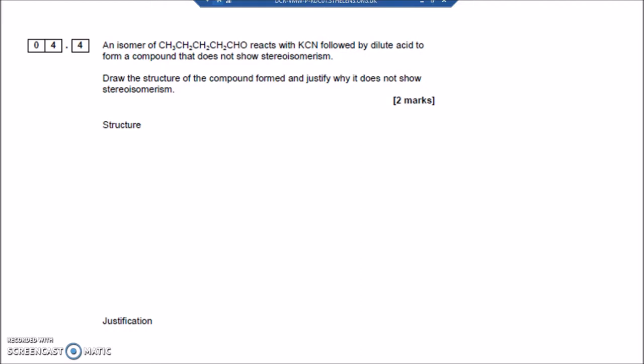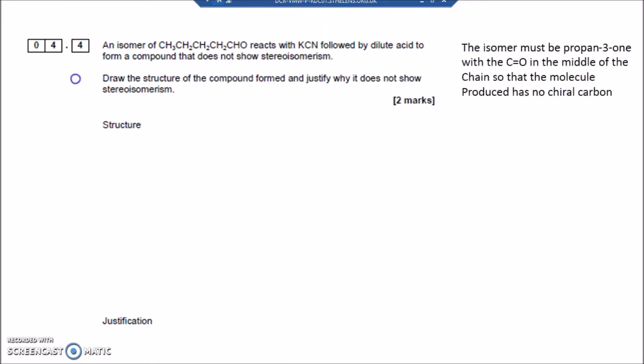Now it's saying, however, there's an isomer. Remember, isomers of aldehydes are ketones. So I can have a ketone. The C double bond O doesn't need to be at the end. It can be somewhere else on the chain, and therefore it becomes a ketone. So I'm probably looking for a ketone as an isomer, and it does not show stereoisomerism. So I'm looking for a ketone with the C double bond O, probably at carbon number 3. You'll see what I mean now.